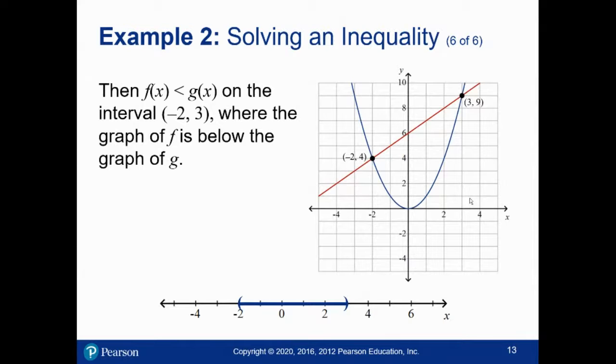Where is f of x, the parabola, less than, below, g of x, a line? Where is the parabola below the line? In between x equals negative 2 and x equals 3. Okay.